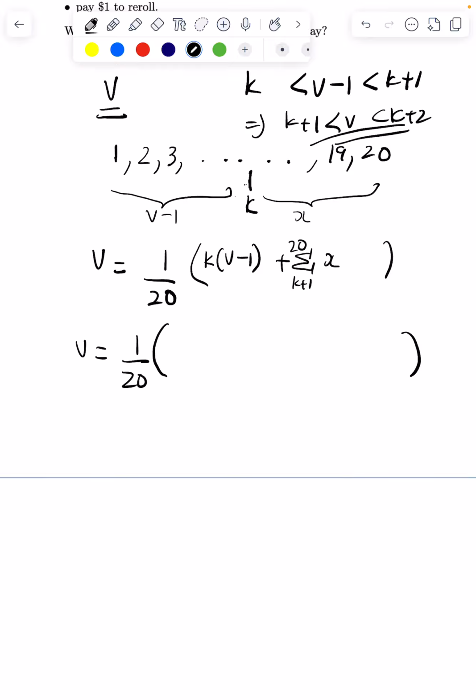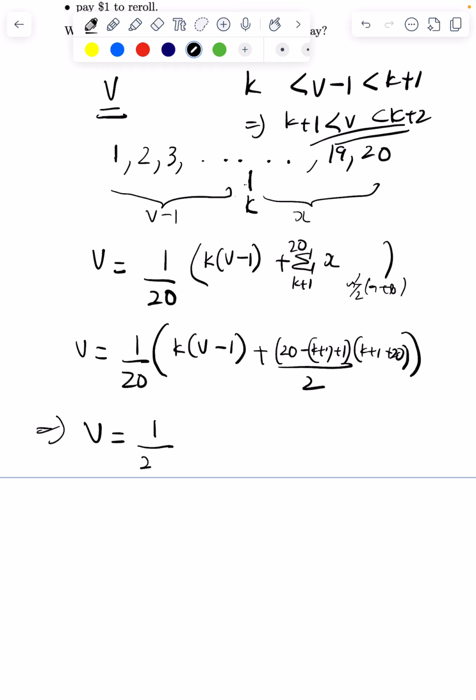So when I expand, the first part would simply be K into V minus 1, but the second part is nothing but the summation of a series where the common difference is 1, the first integer is K plus 1 and the last is 20. So it's essentially n by 2 into A plus L, where n is the number of terms between them. So the number of terms would essentially be 20 minus K plus 1 plus 1. That would be n divided by 2 into A plus L, where A is K plus 1 and L is 20. So this is what you essentially have.